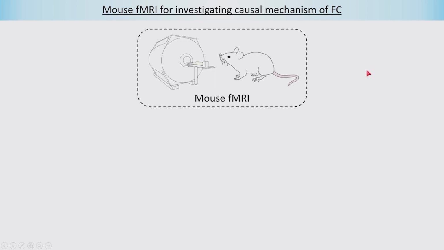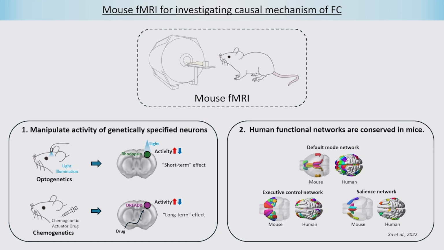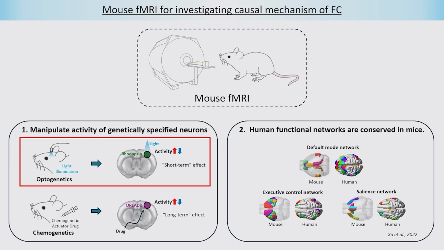We are trying to answer this question with mouse fMRI for two reasons. First, there are a variety of tools to manipulate neural activity in genetically specified neurons, and they provide very high cell type specificity and spatiotemporal resolution. The other is that human functional networks are phylogenetically conserved in mice, which makes the mouse an excellent model to test theories and hypotheses of the neural mechanism of fMRI. In this presentation, I'm only focusing on the optogenetic fMRI results.